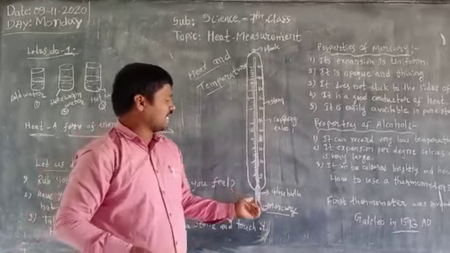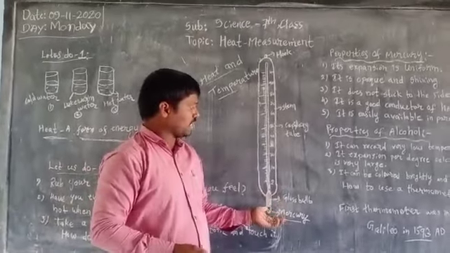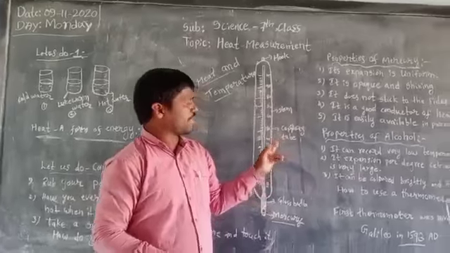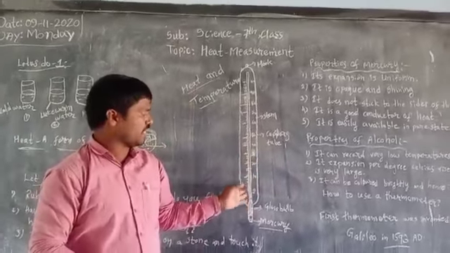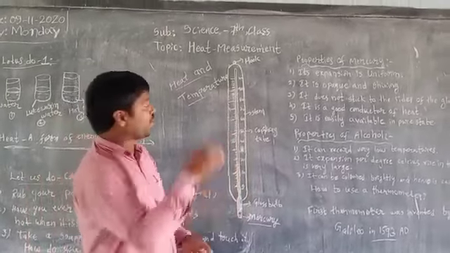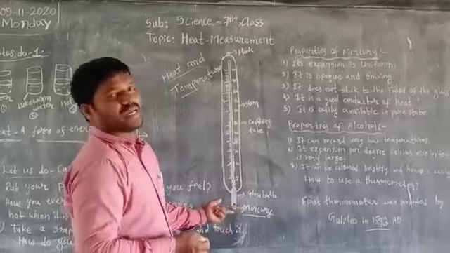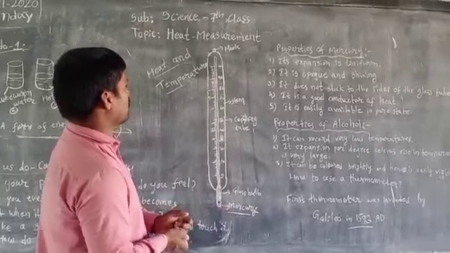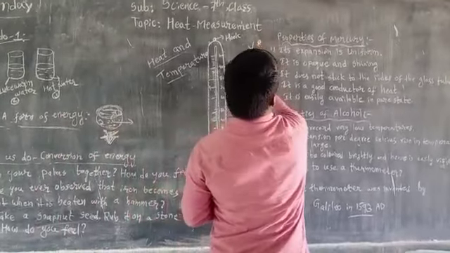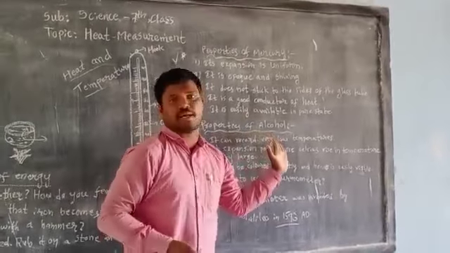For what purpose do they keep the mercury? The mercury does not stick to the stem and capillary tube, and it shows a good result. Like that we are using it. But instead of mercury we can also use alcohol. So this is given here. This figure is very important, and the properties of mercury and the properties of alcohol are also there.